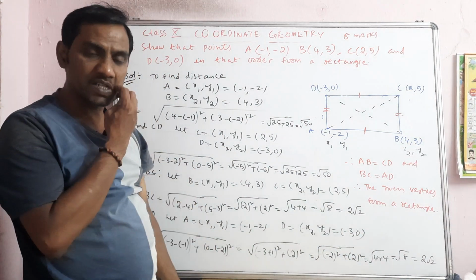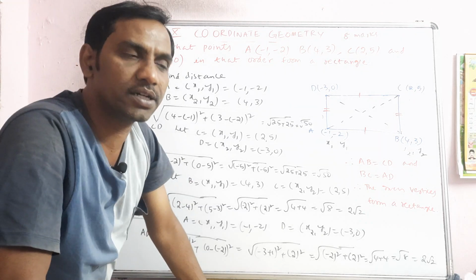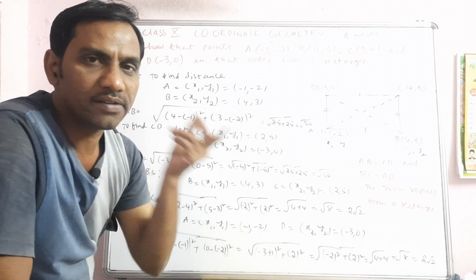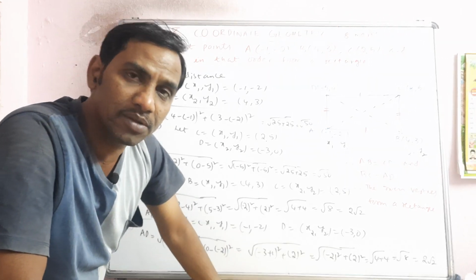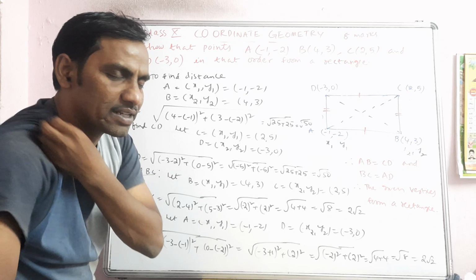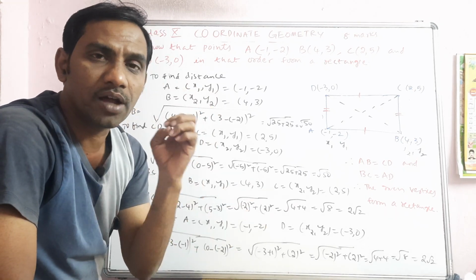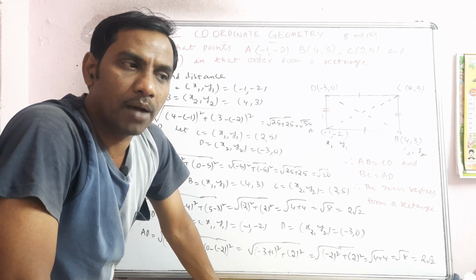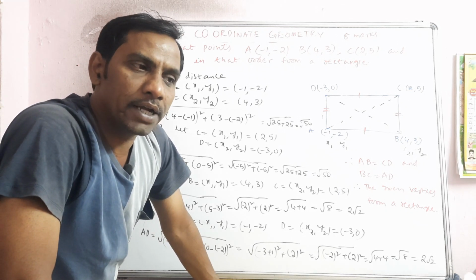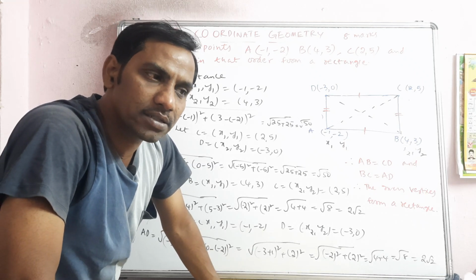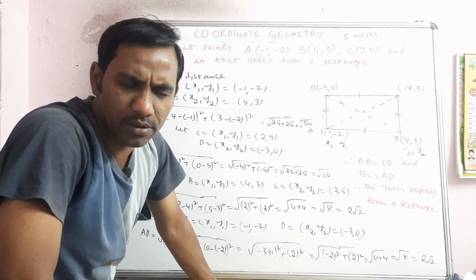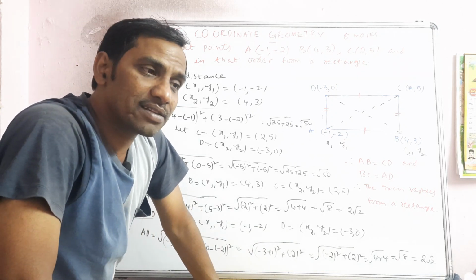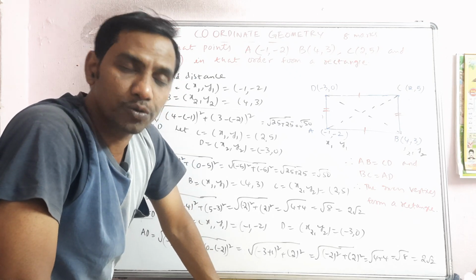The same way, the question you will get in different ways. Instead of a rectangle they may ask us to prove a square. In a square, the diagonals will be equal, the midpoints of the diagonals will be the same, and all sides are equal. If you take a parallelogram, opposite sides are equal and the midpoint of the diagonals is the same, but the diagonal lengths are not equal. AC is not equal to BD.